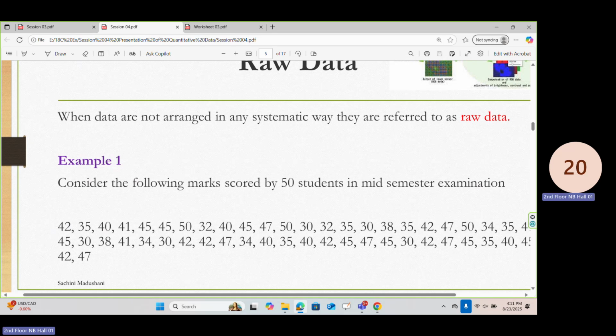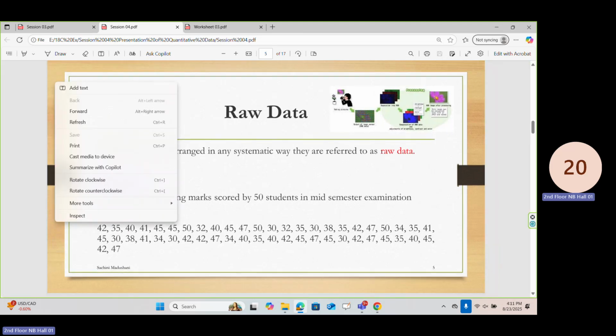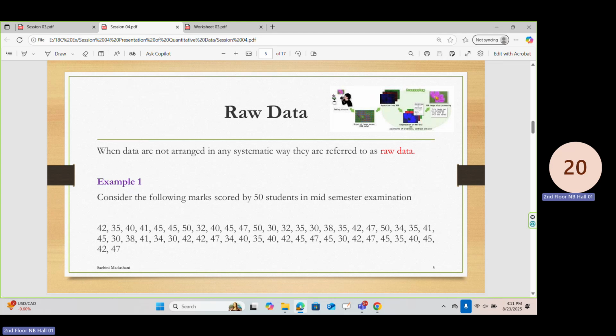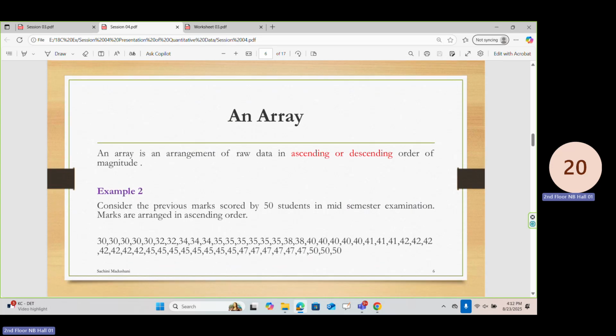It's clear? Okay. Using the raw data, we cannot make any conclusion about it. At least we cannot easily identify what the highest mark is. So we need to arrange this raw data set in ascending or descending order, and then we call it a data array. Ascending means from the minimum number to the maximum number. Descending order means maximum to minimum.